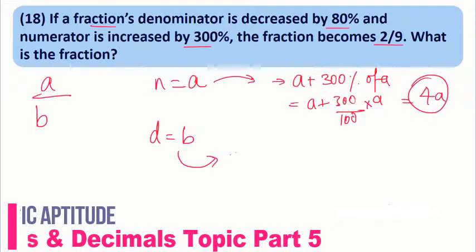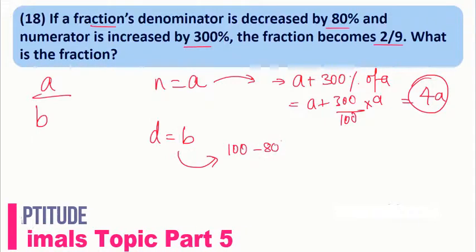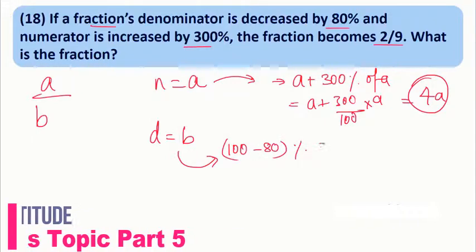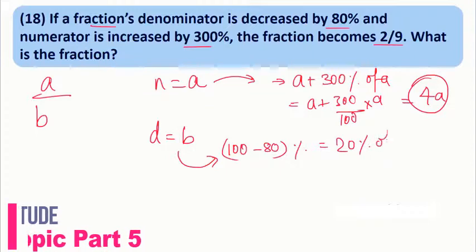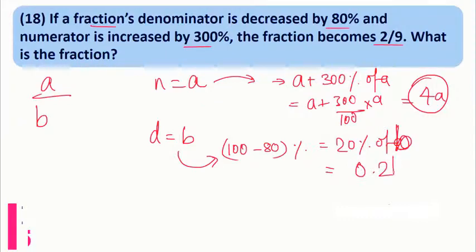The denominator is decreased by 80%. Okay. So the new denominator becomes 100 minus 80%. That is nothing but 20% of the original. There is an 80% decrease in the denominator. So the new denominator will be 20% of the original denominator, that is nothing but B. So we will have 0.2B as the new denominator. And the numerator is increased by 300%. So it would be A plus 300% increase, that is 4A.